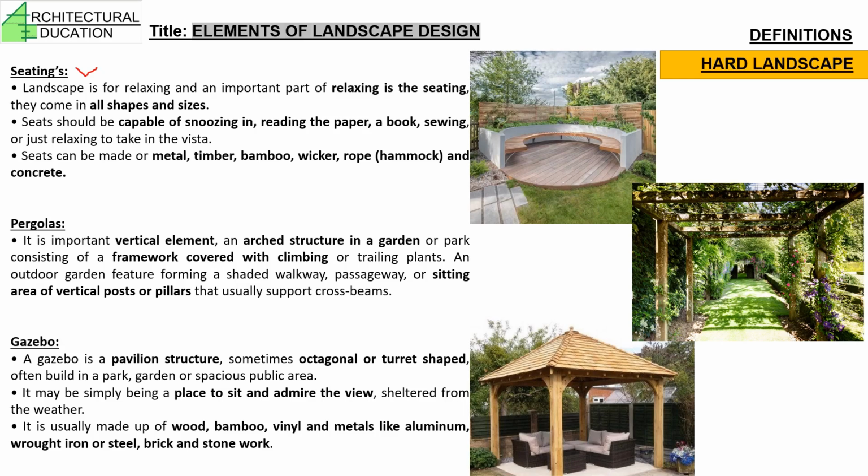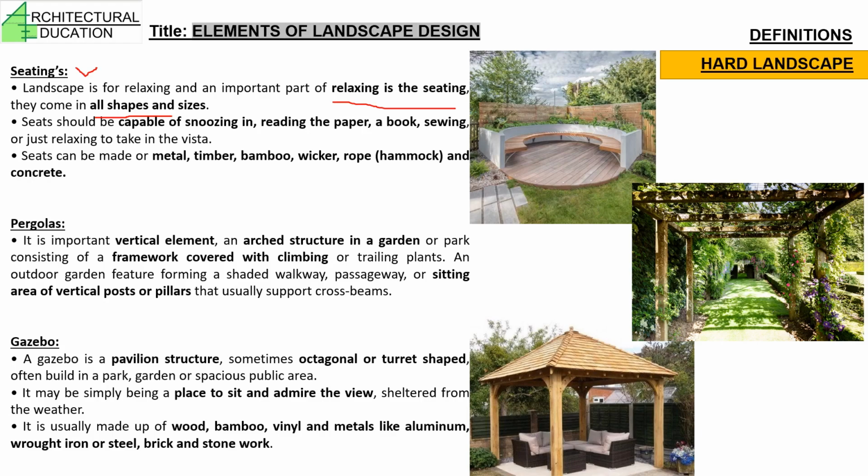As you all know, in a park or any kind of landscape, you should be having seating for relaxing. They might be of any shape. They might be formal, informal. They can be given in the form of a stone shape or given in the form of a chair. So all these things are there. It should be capable of snoozing in, reading the paper, a book, sewing, and at the same time you have to make sure that it should not be used for sleeping.